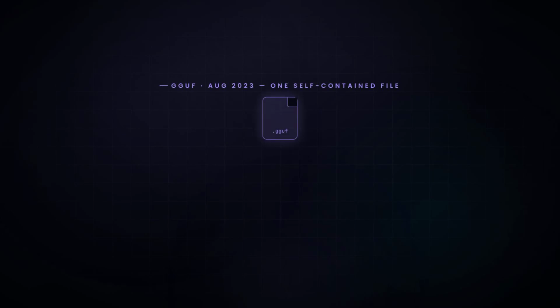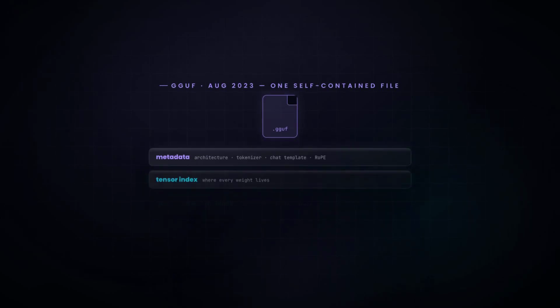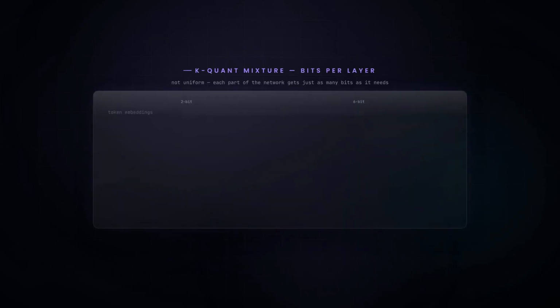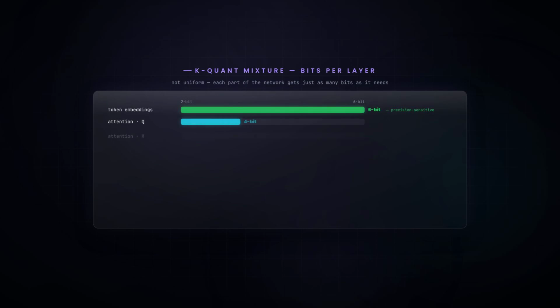It ran a real LLM on a CPU, on a MacBook. Within weeks, the community had it running on phones and Raspberry Pis. Every 4-bit trick we just covered suddenly had a delivery vehicle that compiled anywhere. Out of that project came GGUF, the file format that's now basically the MP3 of local AI. One file containing everything: weights, tokenizer, metadata, chat template. Download it, point any llama.cpp-based runtime at it.